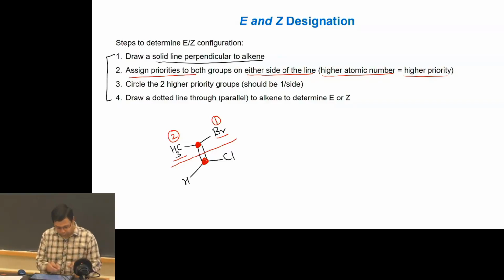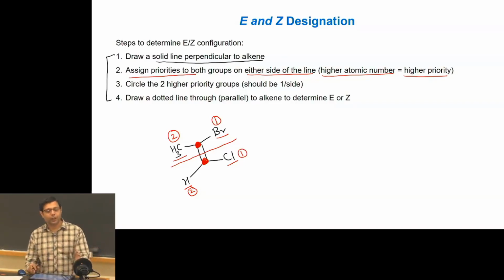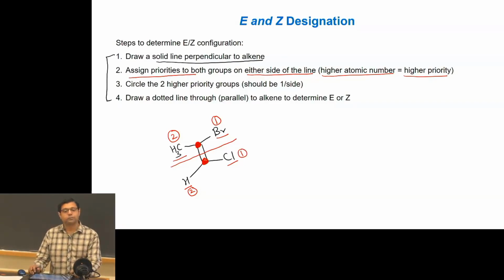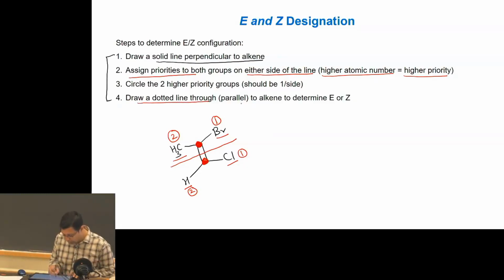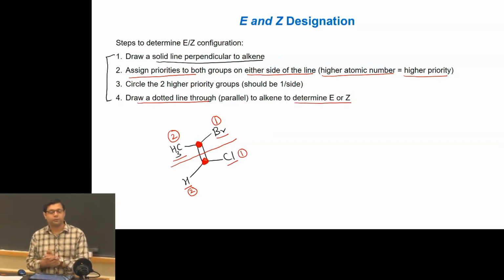The groups attached to that carbon are hydrogen and chlorine. Hydrogen gets priority 2, chlorine gets priority 1. Chlorine has higher atomic number than hydrogen. Now the last step, once you have assigned priorities, is to draw a dotted line parallel to the alkene to find if it's E or Z.